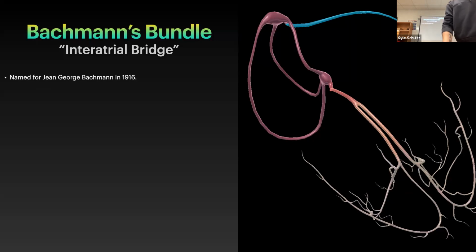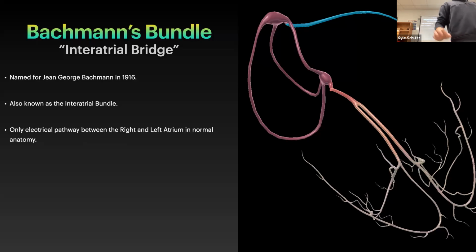This Bachmann's bundle is named for Jean-Georges Bachmann in 1916. He was a French cardiologist that discovered it. Jean, whatever. Like I said, it's also known as the interatrial bundle. It's the only electrical pathway between the right and the left atrium in normal anatomy. So the reason why we have this is the same reason why we have that moderator band, is to facilitate equal and rapid depolarization of the atria in a clear, concise heartbeat.